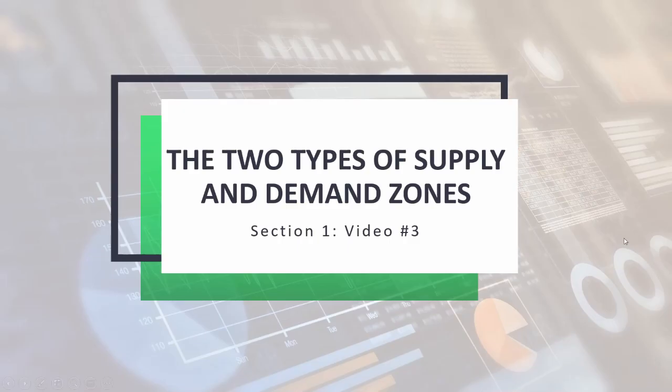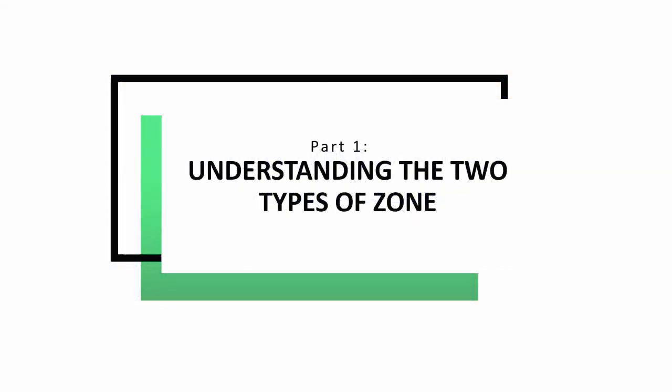However, these zones fall under one of two types based on how and where they form in the market. Each type has its own characteristics which influences how price reacts to the zone and ultimately reverses. In this video, I'm going to detail what these two types are and what the key differences are between them. Let's look at the two types first.